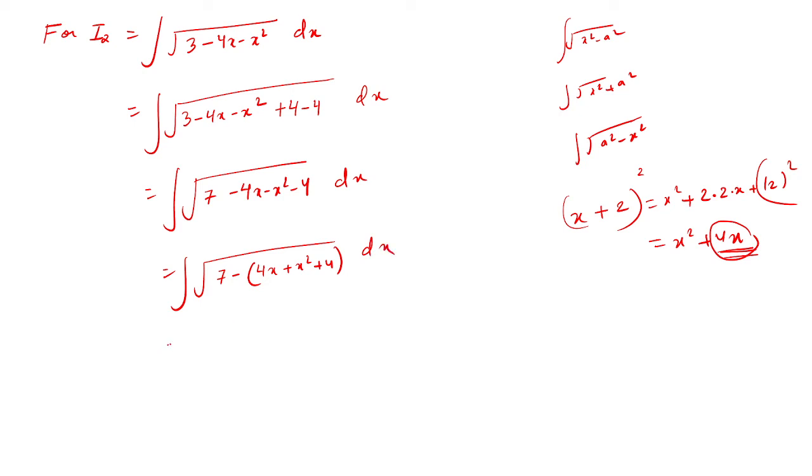Now this 7, can I take it as root 7 the whole thing squared? Either way, when you take root 7 the whole thing squared, it becomes 7 itself. So this is x squared plus 4x plus 4, which is the same as x plus 2 the whole thing squared, because x plus 2 the whole thing squared is x squared plus 4x plus 4. So replace that, okay?